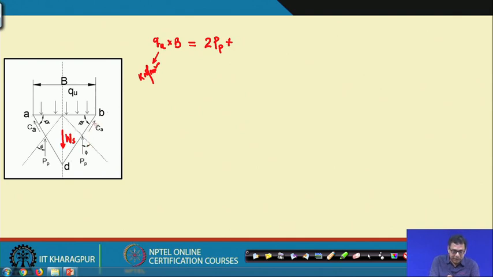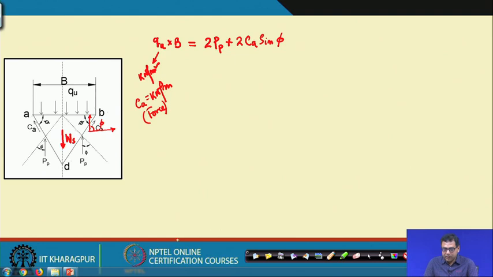But if I take the vertical component of the adhesion, because this is the angle phi, it has a horizontal component and it has a vertical component. So, if I take the vertical component, this will be C A into sin phi, into 2, because this is on two faces. C A is the adhesive force, and its unit is also kilonewton per meter, since it is a force.